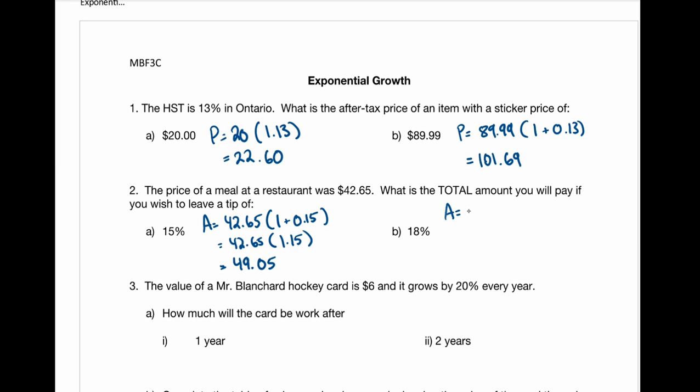I can do the same thing if I'm dealing with 18%. My total amount is going to be the original $42.65, multiplied by 1, because again, I have to pay that original amount, plus 0.18, or 18% of that original amount, which would be the tip. So it ends up being 42.65 multiplied by 1.18 and in the end I get $50.33. So it's the same idea. I'm multiplying by 1 to include the original amount, and then I'm multiplying by the decimal version of my percent to include that as well.